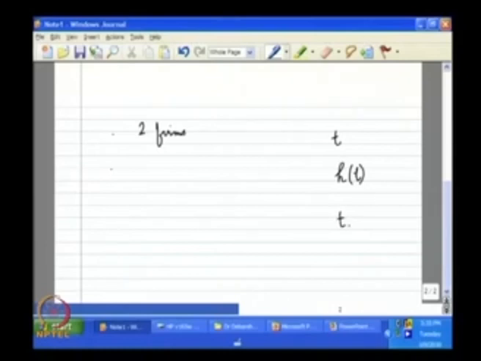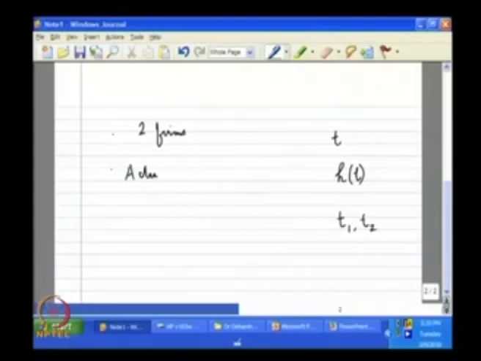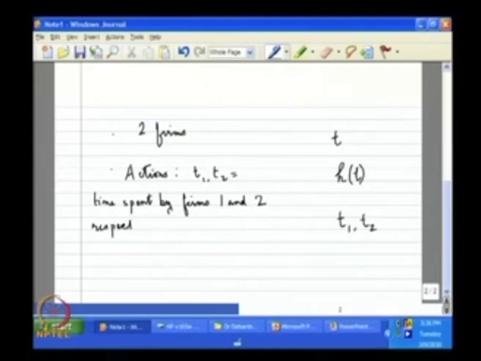So t is something which I shall decide on. In particular, t can take two values, t1 and t2. t1 is the time that firm 1 has decided it will spend on developing the product. t2 is the time that firm 2 decides to spend on developing the product. So t1 and t2 are the decision variables, the actions. They are the time spent by firms 1 and 2 respectively in developing the product.